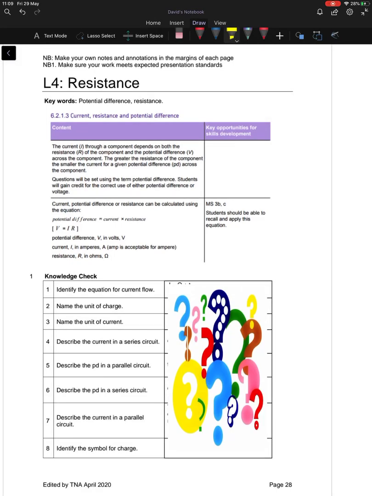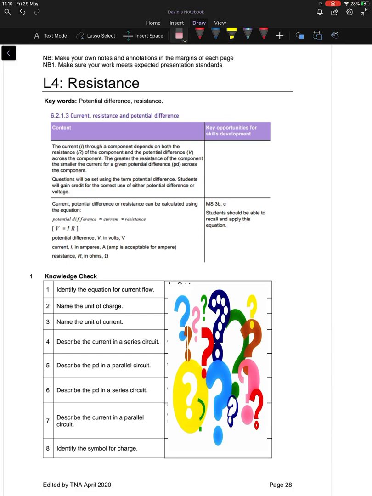Right, so welcome to lesson 4 of your unit on electricity, and this lesson is on resistance. Now, resistance is a term that we've touched on previously in terms of it's the opposition that a component in a circuit provides to a current, slowing it down and not allowing electrons to move through it as quickly. So that's what we're going to be exploring today.